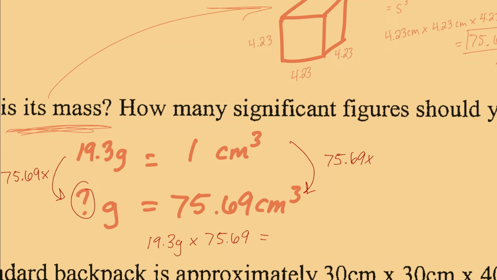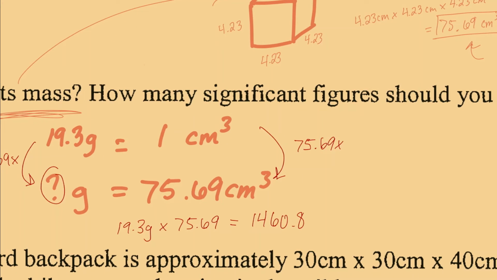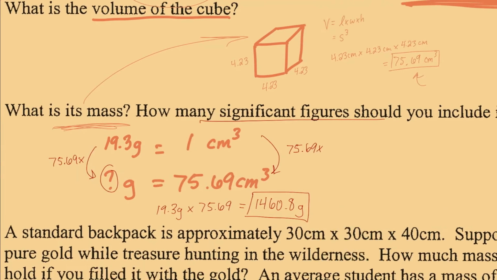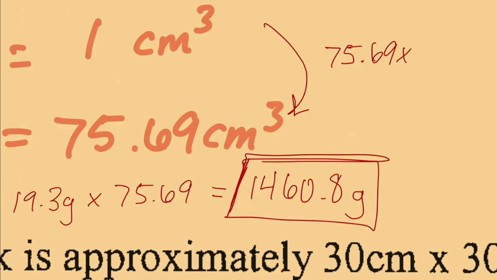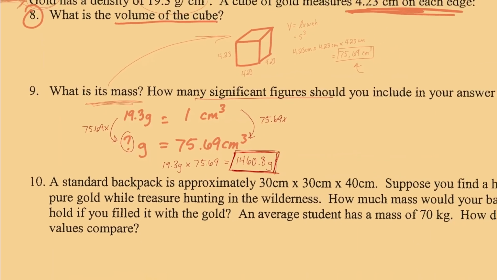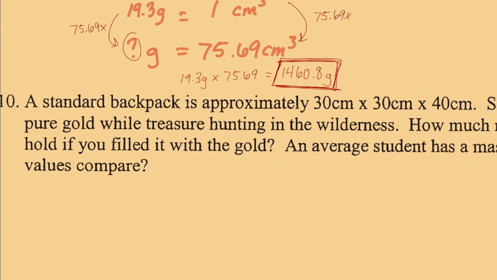So I'm going to get my calculator. I'm going to say 75.69 times 19.3. And I get 1460.8 grams. That is the mass of this cube. It asks us about significant figures here. I don't really care. I'm just going to report my answer like this. We might talk about significant figures later. Probably not, honestly. I don't really care about it that much.